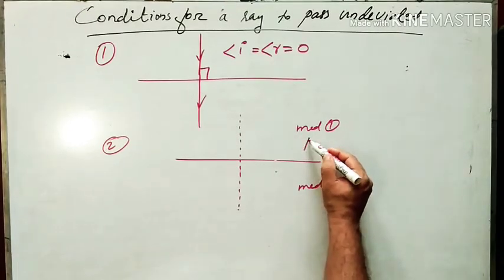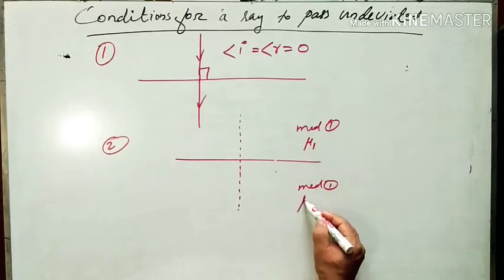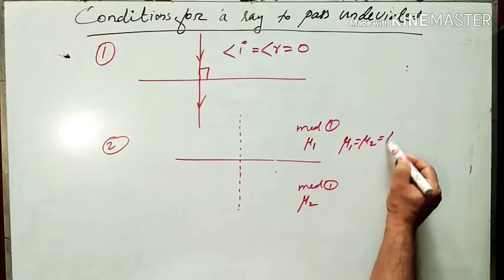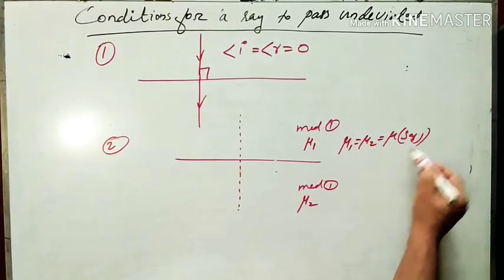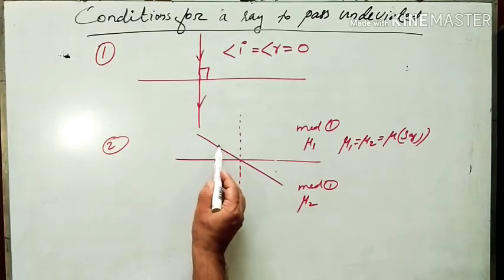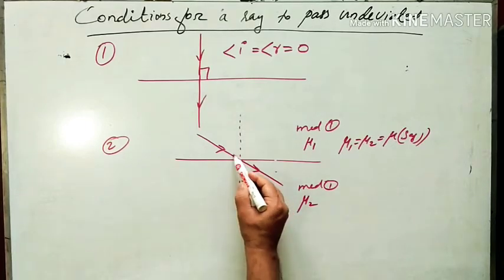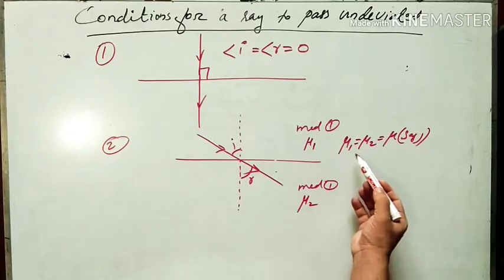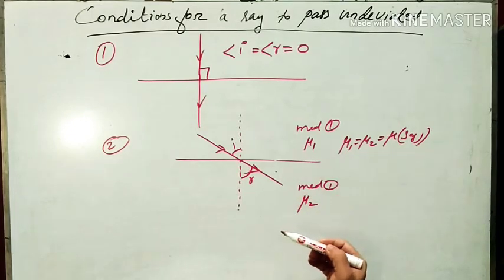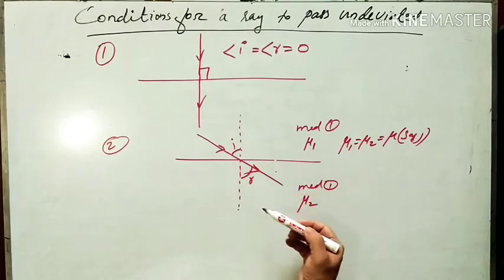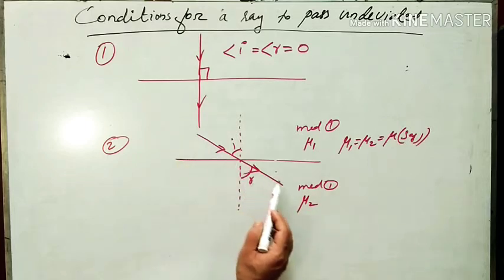What happens when the refractive index of medium 1 and medium 2 are equal? When mu1 is equal to mu2 is equal to mu, say, what happens? When there is no change in refractive index, the ray of light passes undeviated. There is no change in refraction. There is no change in the direction of the light ray. So when the refractive indices of the media are equal, we can say that there is no refraction taking place and the ray of light passes undeviated, as you can see in the diagram.